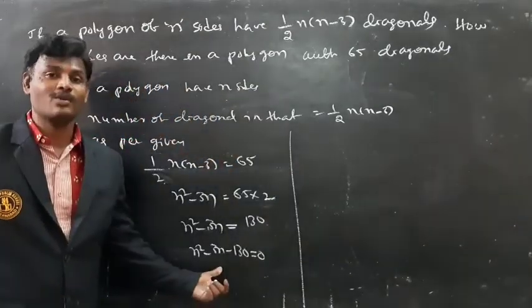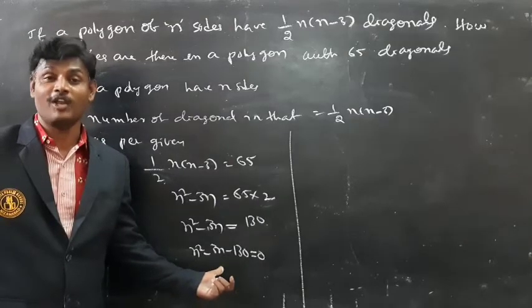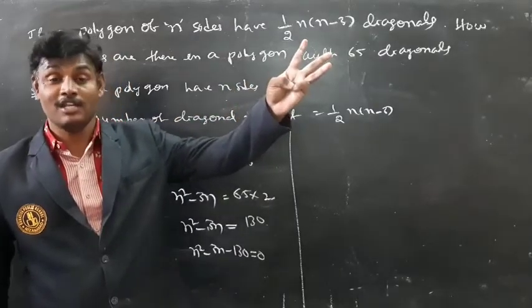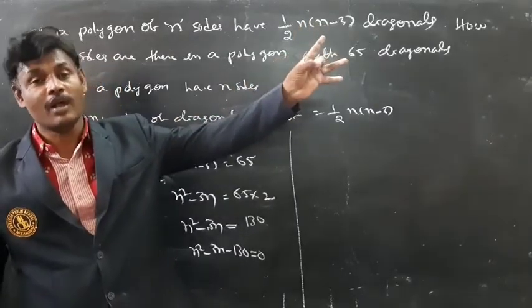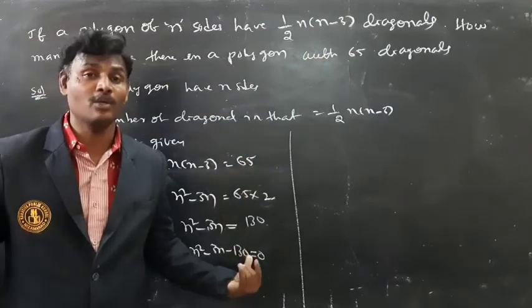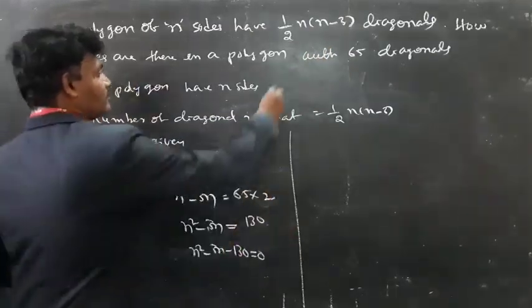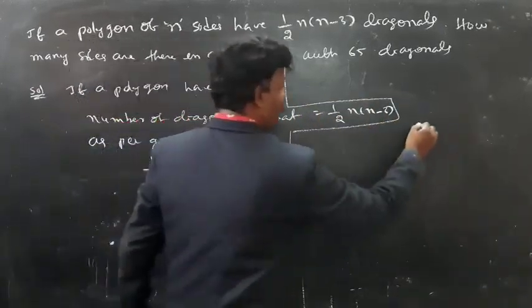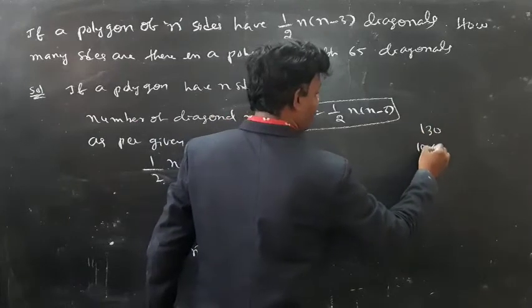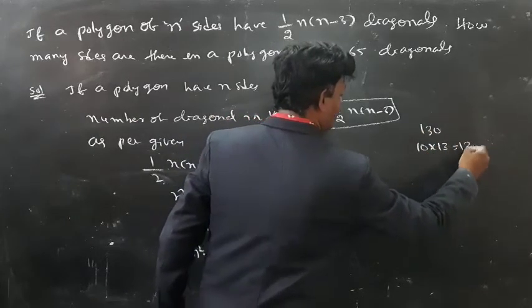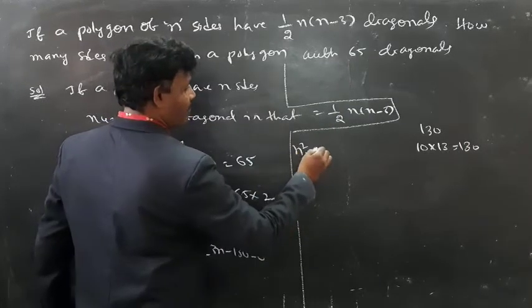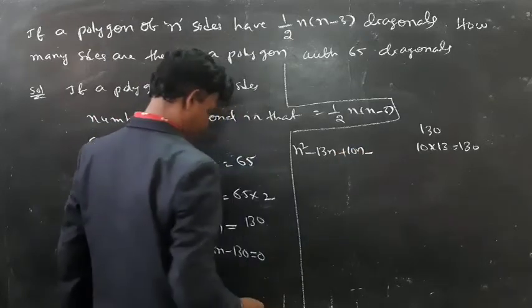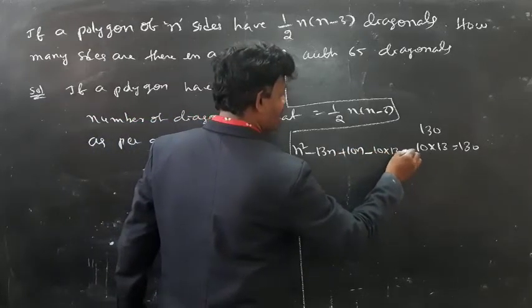We have to find the roots of this quadratic equation. To find the roots, we have three methods: factorization, quadratic formula, and completing the square method. Here I am going to use the factorization method. The number here is 130, and 130 we can write as 10 into 13. So n squared minus 13n plus 10n minus 10 into 13 is equal to 0.